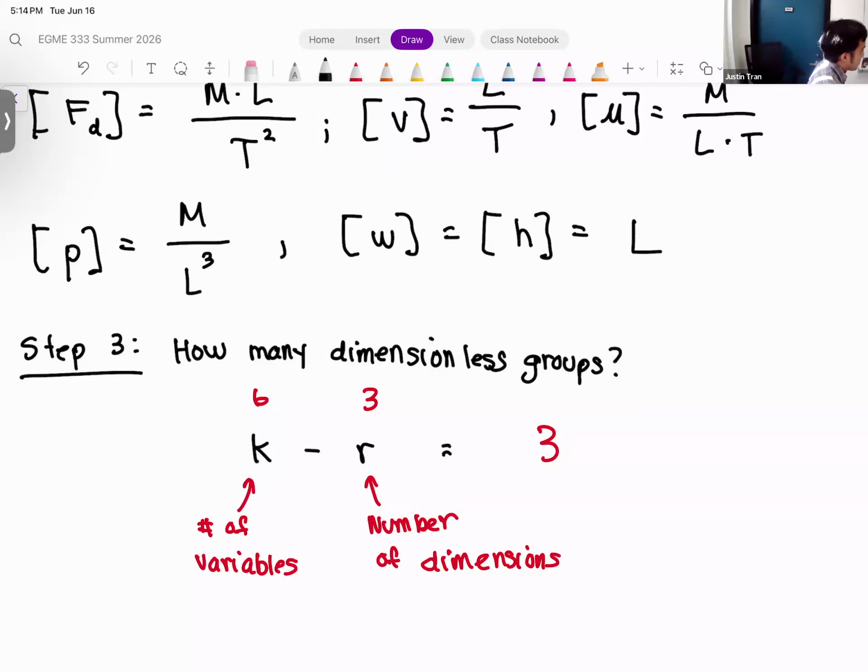all right, pretty straightforward. Most of the time, you're going to have all 3 dimensions represented, especially for fluids, because for most fluid flow you're going to have velocity, viscosity, and density, and across those, mass, length, and time are always all represented. And so most times, it's going to be the number of variables minus 3. That's how many dimensionless groups you have.